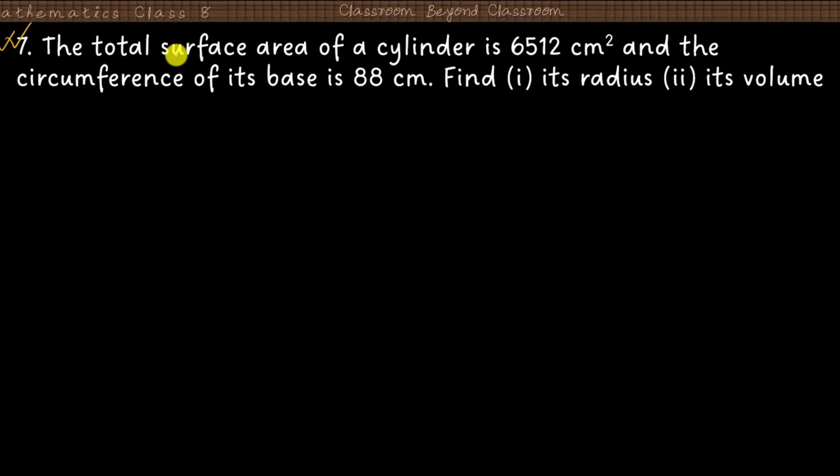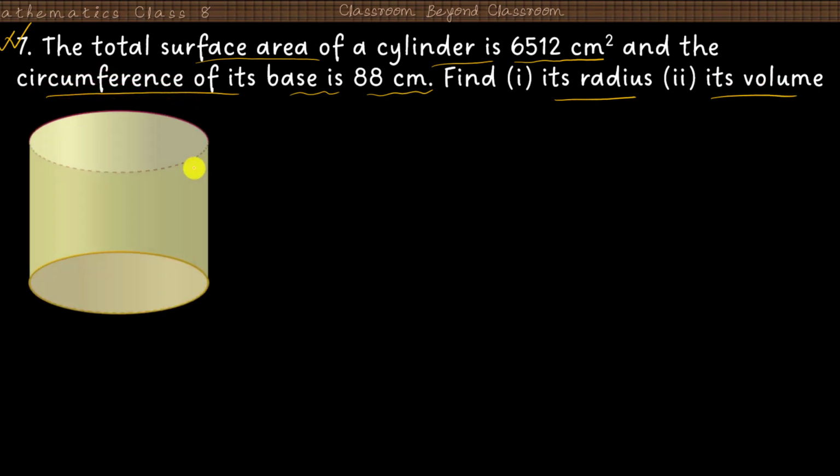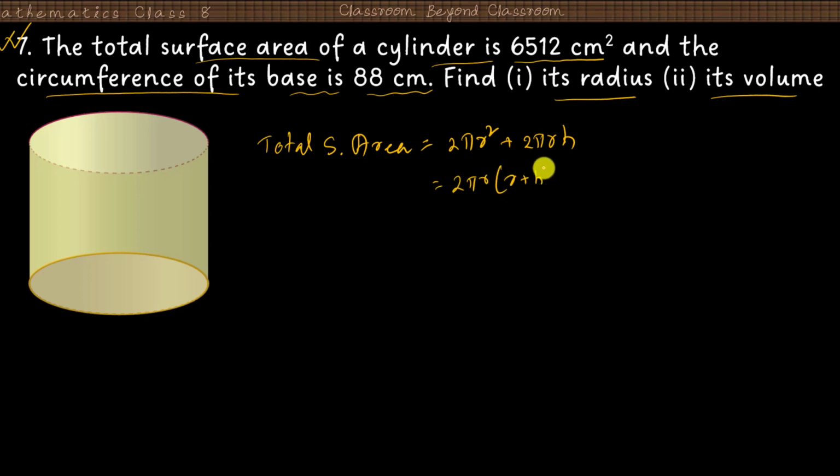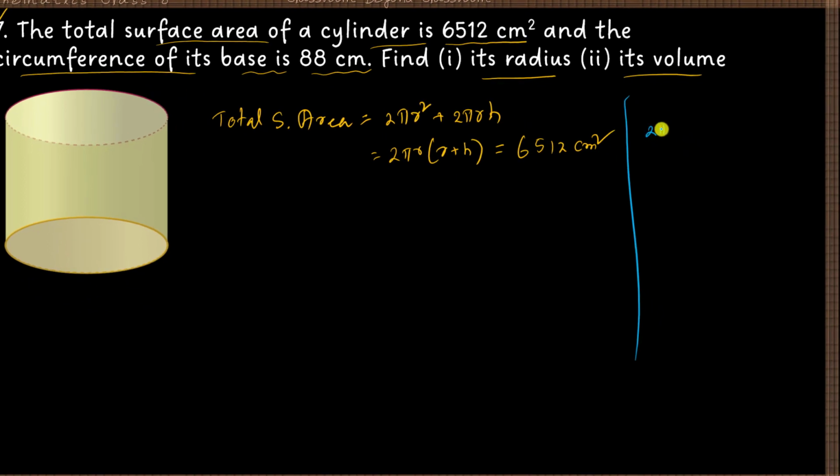Okay, question number 7. The total surface area of a cylinder is 6512 cm square and the circumference of its base is 88 cm. Find its radius and its volume. So what is given? Total surface area is equal to twice pi r square plus twice pi r into h. This is equal to twice pi r common, r plus h, is equal to 6512 centimeters square. Now again, the circumference of its base, that means the perimeter, that is twice pi r, is equal to 88 centimeter.